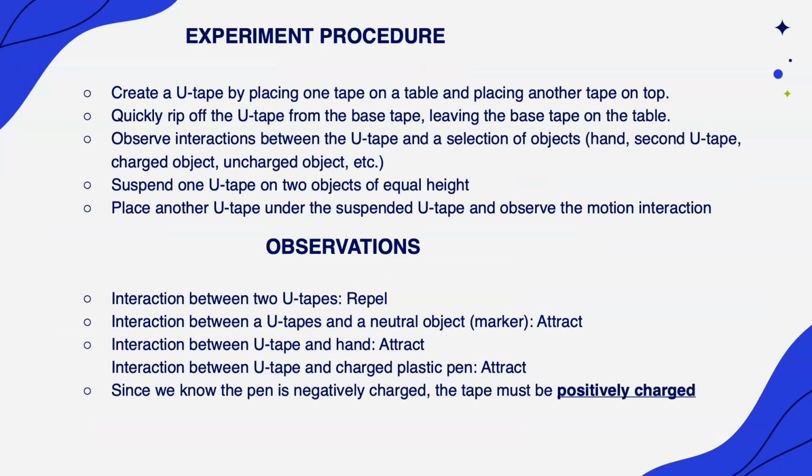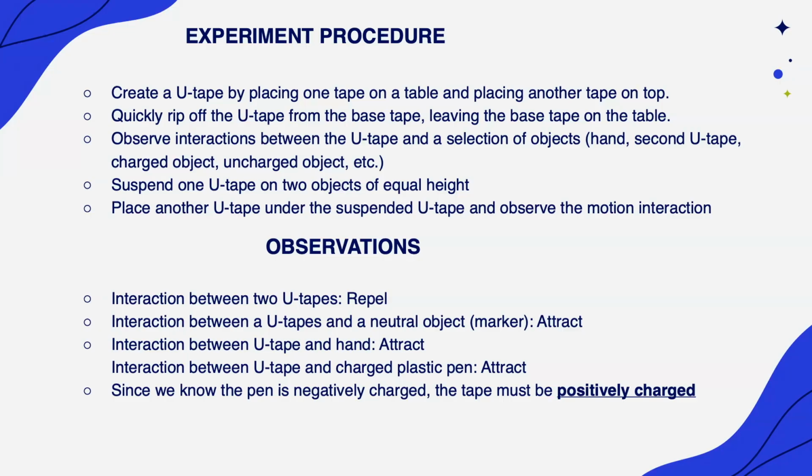Once the U-tape was prepared, we observed how it interacted with a variety of objects. We tested its interactions with a hand, a second U-tape, a charged object, and an uncharged object. These observations helped us determine the type of charge on our U-tapes. Then we conducted the main part of the experiment. We suspended one U-tape on two objects of equal height and carefully placed a second U-tape directly underneath the suspended one and observed their interaction.